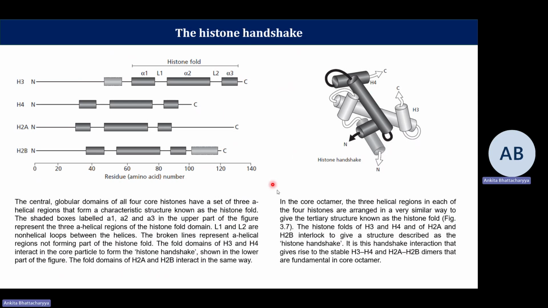The histone octamer has three helical regions in each of these four core histones that are arranged in this very similar manner. Specifically, H3 and H4 interlock, and H2A and H2B interlock to form this histone handshake. That is one of the reasons why you'll get these dimers of these individual motifs to form the complete octamer eventually. It is this handshake interaction that gives rise to the stable dimers that we have already mentioned.